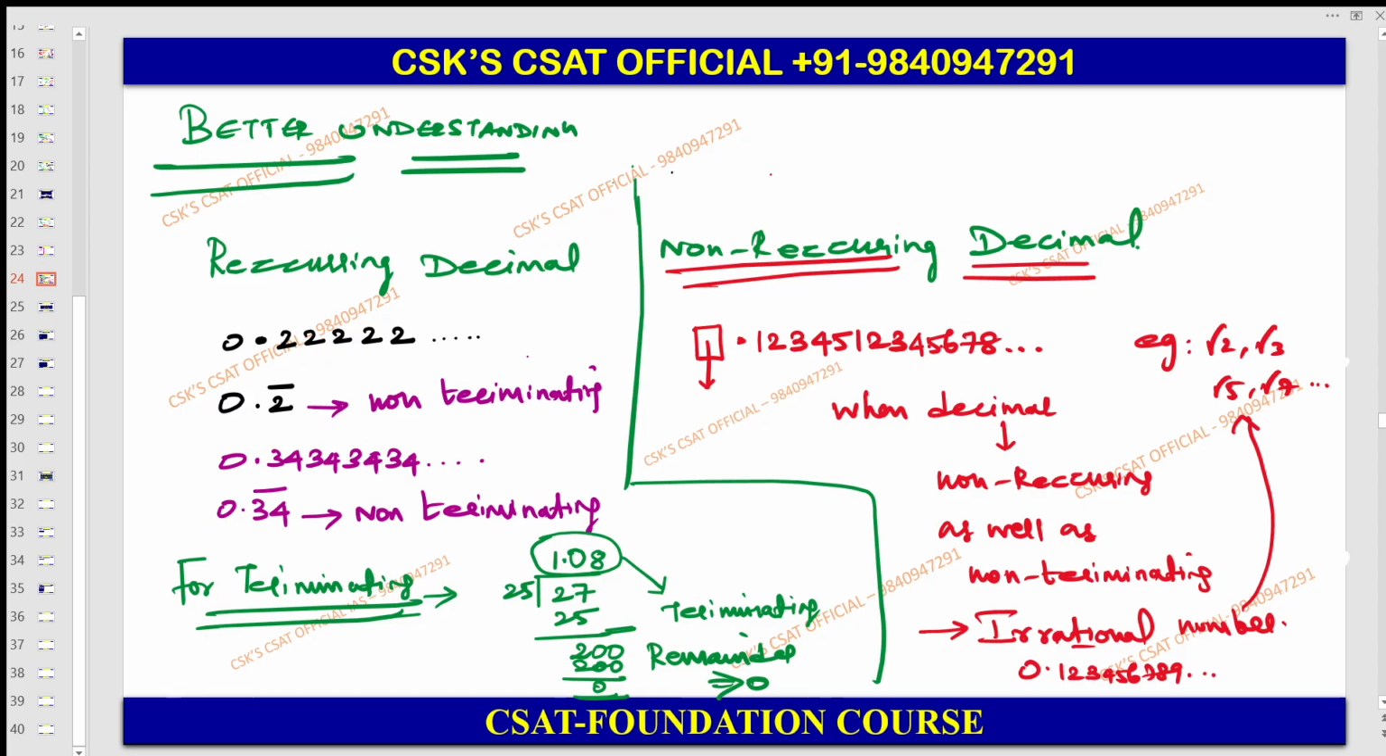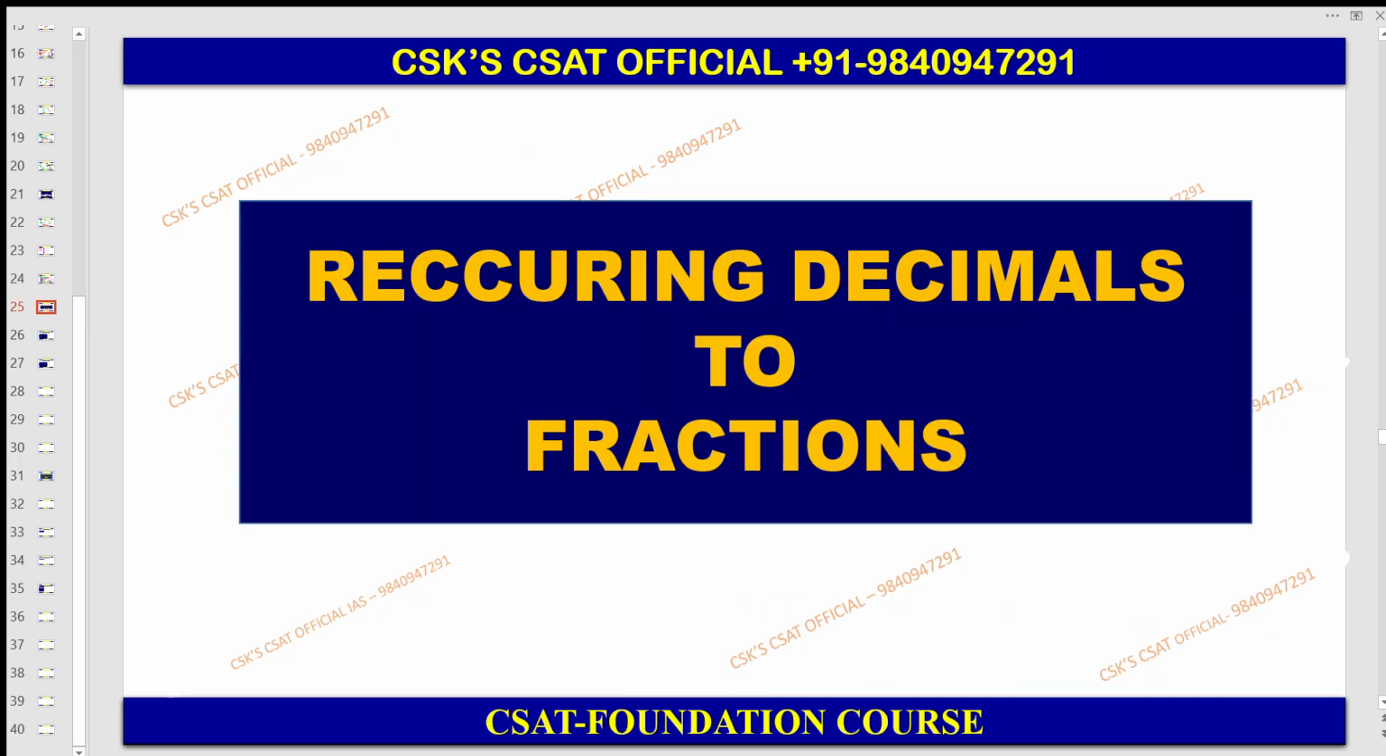So based on this I am moving to recurring decimal to a fraction. Now try to understand, this is important. Sometimes the UPSC may project a question all of a sudden, because in UPSC 2020 there was a direct question from this topic.